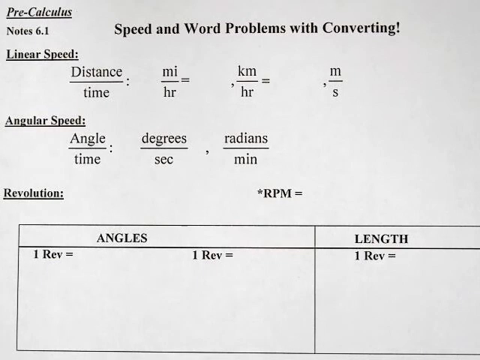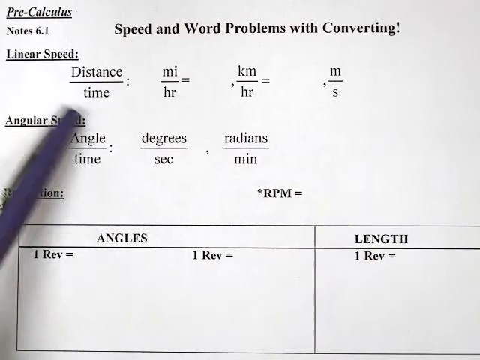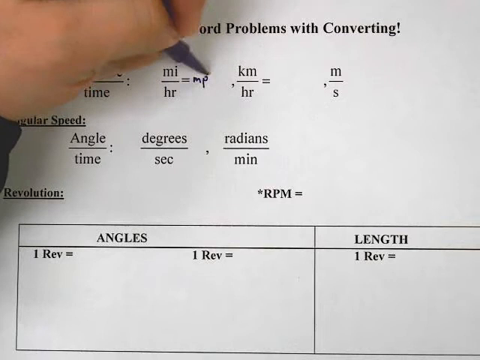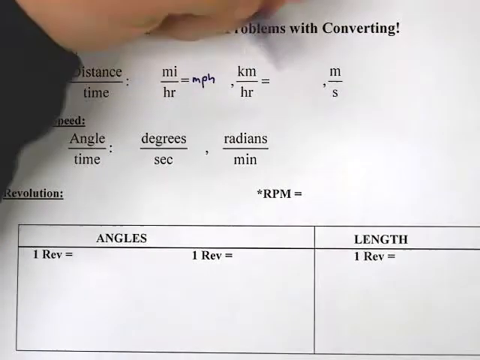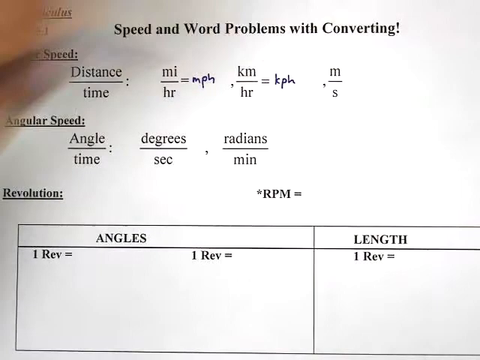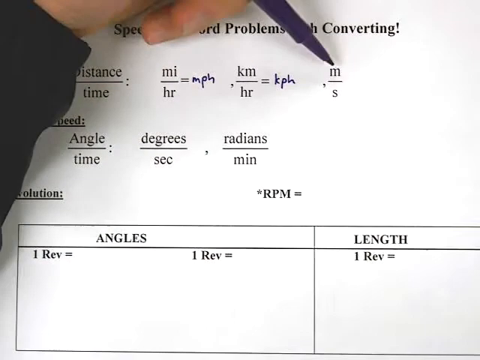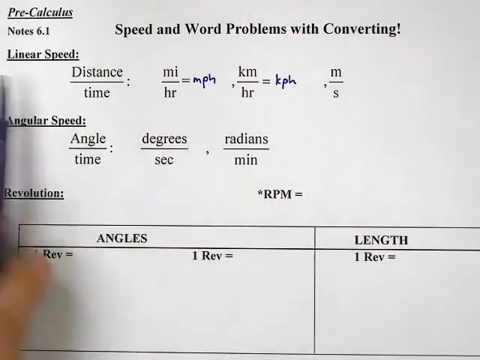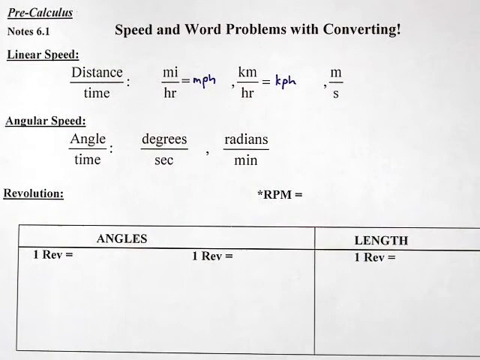Word problems. What we need you guys to understand before we really get started is that we can talk about speed in a couple of different ways. The way we normally talk about it is linear speed: distance over time. Miles per hour. You might see kilometers per hour, or kph. Or you might see meters per second. So these are the three types of things we're looking for. Like you're driving a car, you're going some distance in some time.